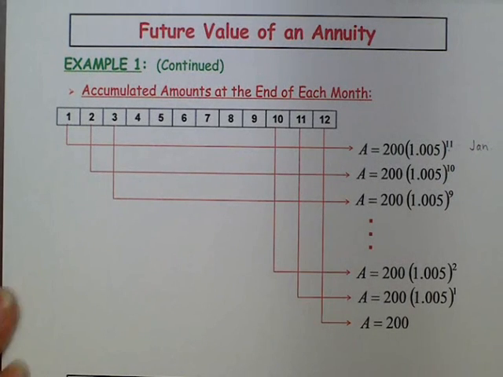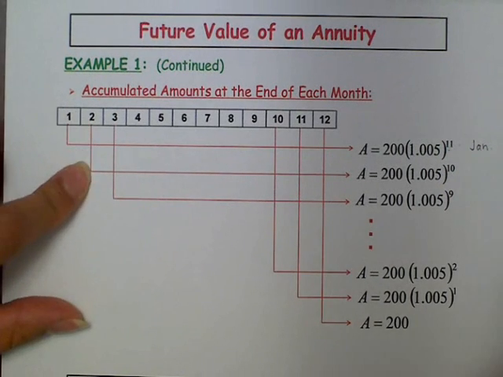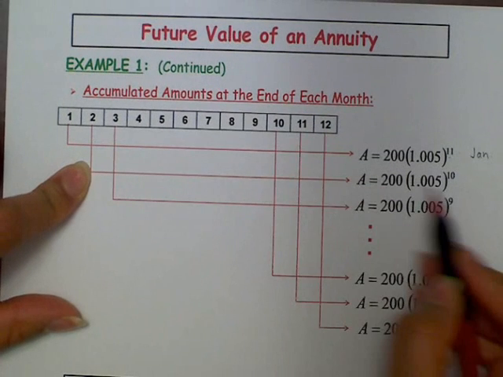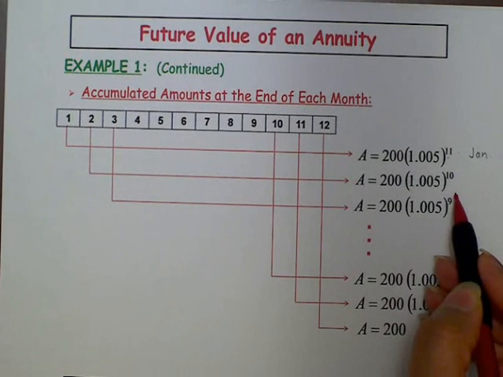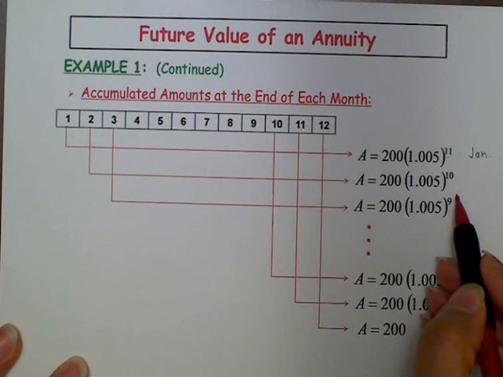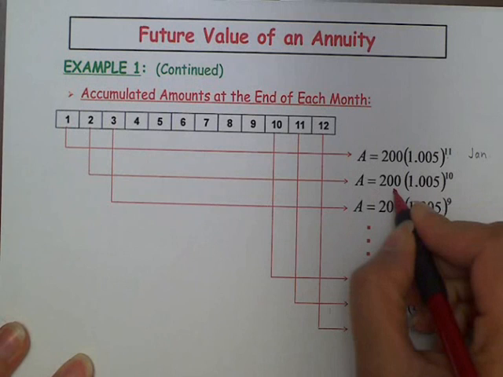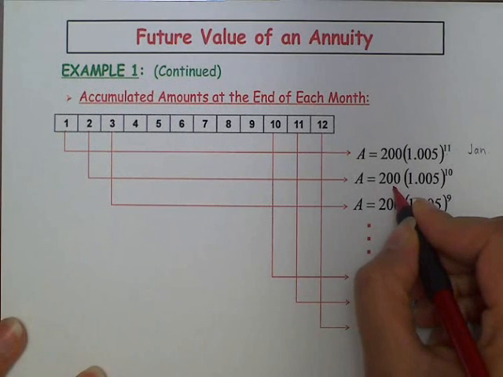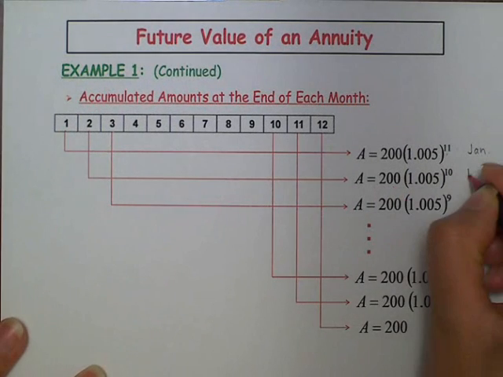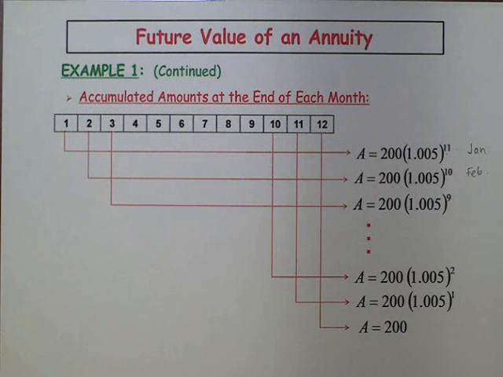Okay? Then she puts in another $200 at the end of the second month. So let's say the second month is the end of February. Well, if she puts in money at the end of February, then by the end of December, that's 10 more months. So this $200 investment that she puts in stays in the account for 10 months. And so this is the investment she made at the end of February, let's say.